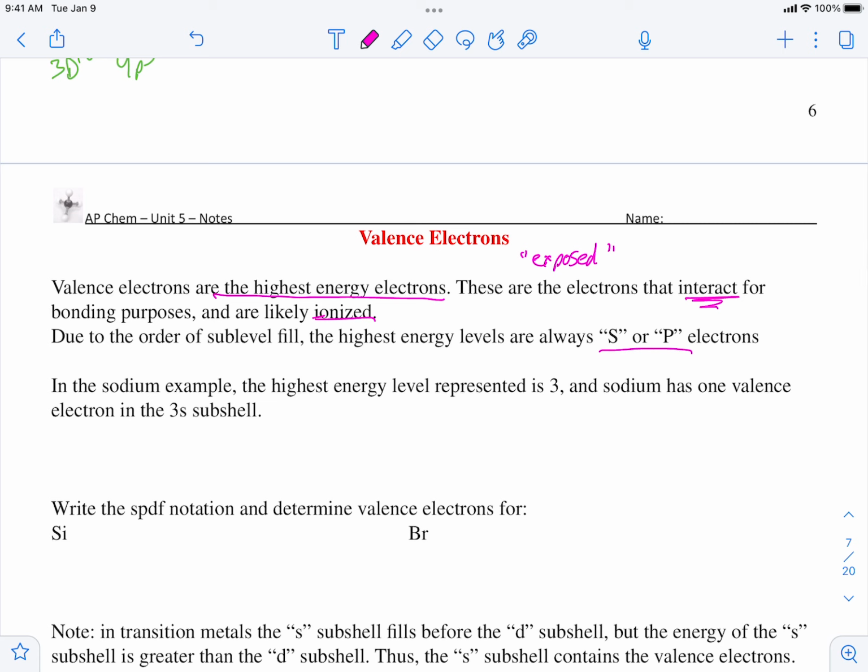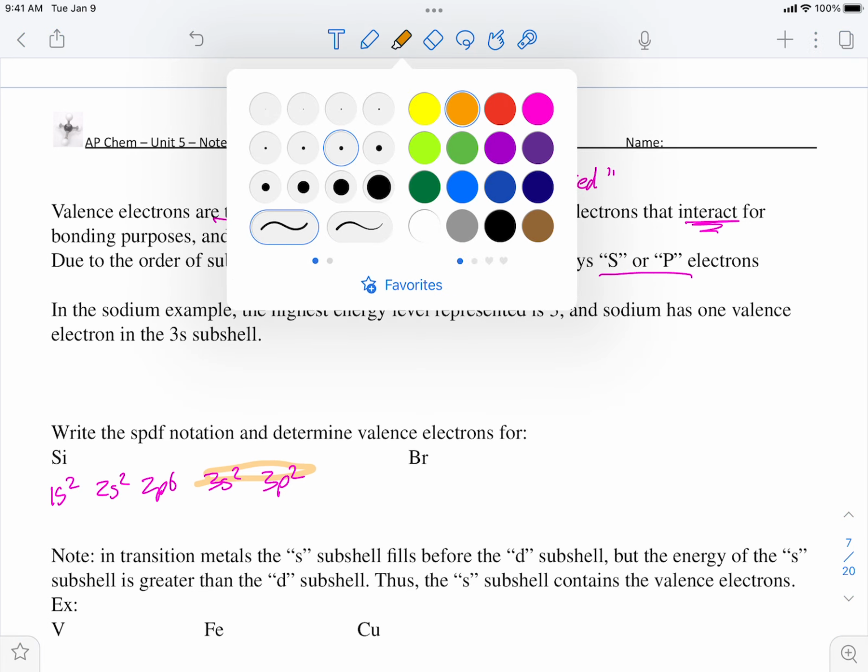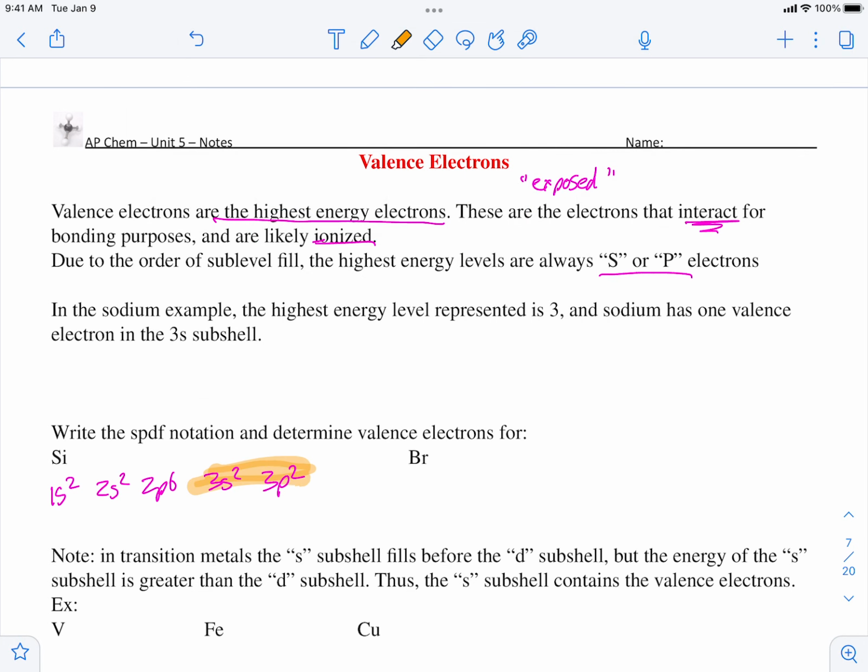So the way that you figure out what the valence electrons are is after you write the SPDF notation, find the highest energy level. So, for example, for silicon, this is the SPDF notation for silicon. What is the highest energy level represented? 1, 2, or 3? 3. Those are your valence electrons. There's 4 of them.